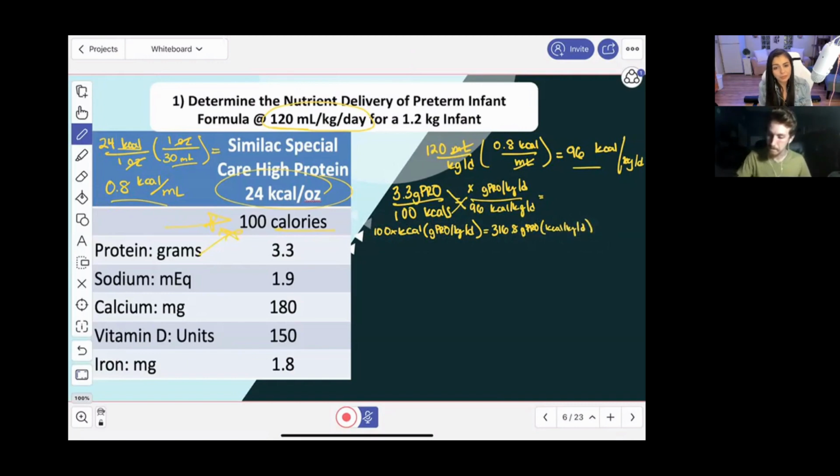Okay? And what we're going to do now is on the left-hand side, again, we want to keep the x and the grams of protein per kilogram per day because that's what the x is really going to be signifying. We solve for x. Exactly. So if we want to keep the x, we want to get rid of the 100 kcals. We're going to divide by 100 kcals.